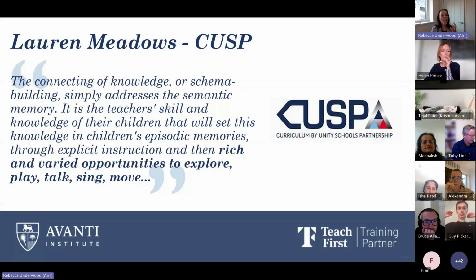And I love this bit towards the end, the connecting of knowledge. It's the semantic memory and building on that. It's the teacher's skill and knowledge of their children, your children, that will set this knowledge in children's episodic memories through explicit instruction and then rich and varied opportunities to explore. And she is an advocate for doing all of the things that we've said today. So don't be afraid to have a go.